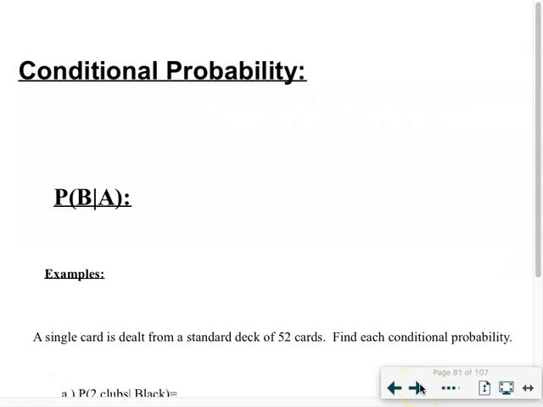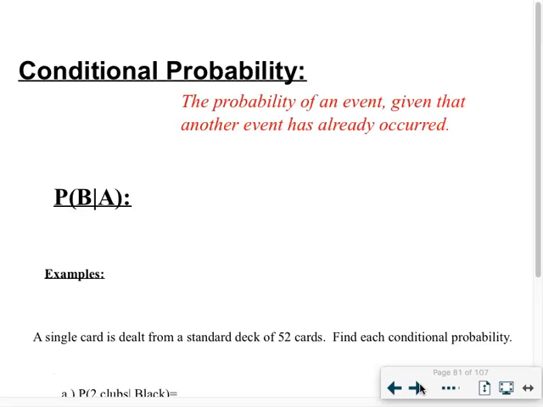Conditional probability is going to be a little familiar. We talked about this with the independent-dependent day when we were multiplying different events. Conditional probability is the probability of an event if we already know, or given that, another event has already occurred. So this is kind of a dependent situation when we're talking about probability. There's just a little bit less multiplying today.